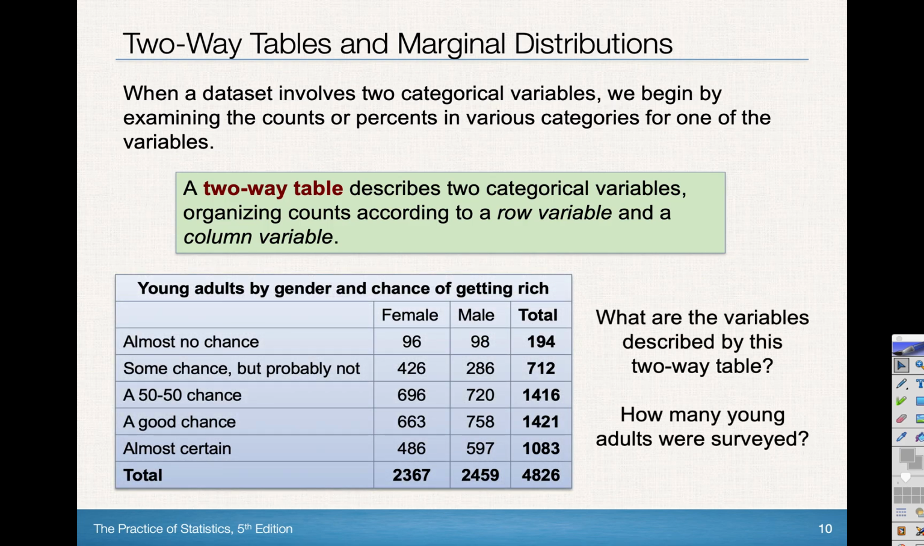For example, here is young adults by gender and chance of getting rich. So the two variables are gender, and then whether they think their chances of getting rich are... If you were asking me, my chances of getting rich, I would be right here.